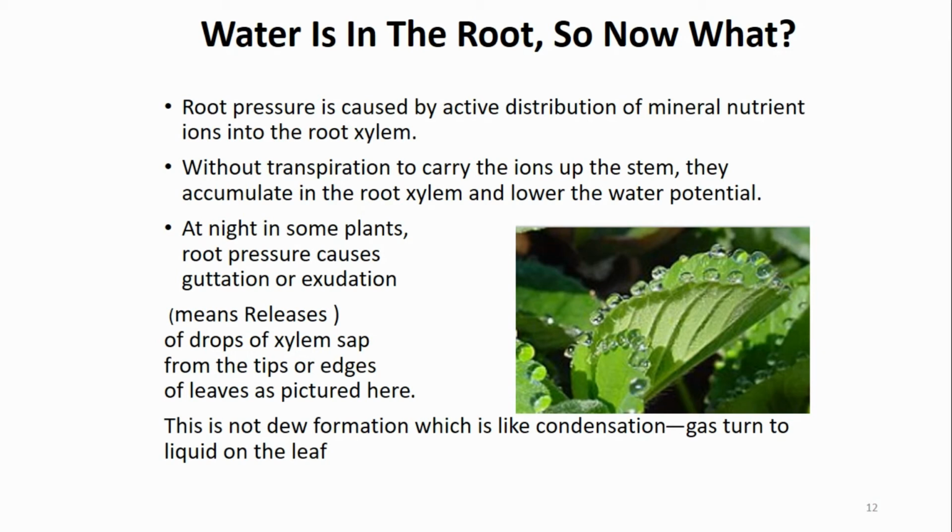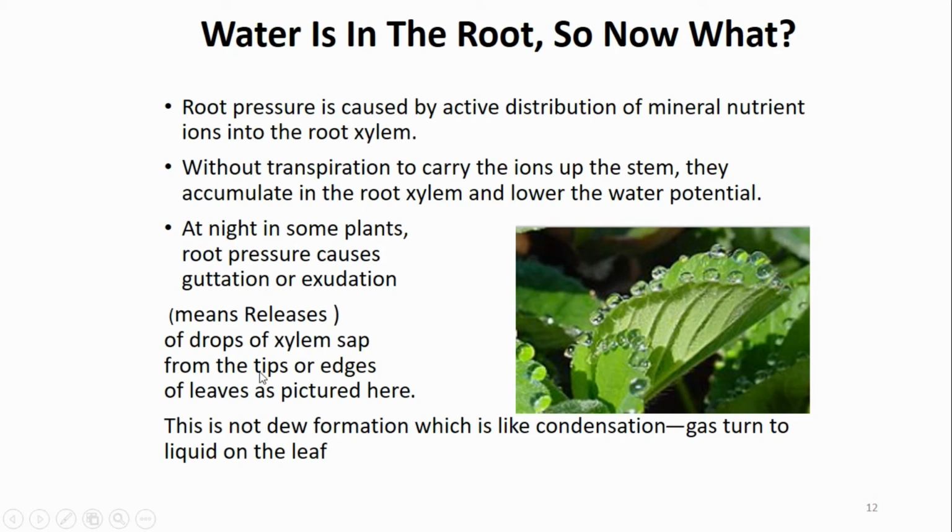If you don't have transpiration to carry the ions up, you have too much root xylem and it causes a problem. So at night, what happens is plants will release their root sap, and it's called guttation or exudation. Really fancy word to say releasing sap. Okay, there'll be xylem sap forming on the edge of the leaf like this, and it looks like it's the sap of the leaf. Don't get confused with dew.